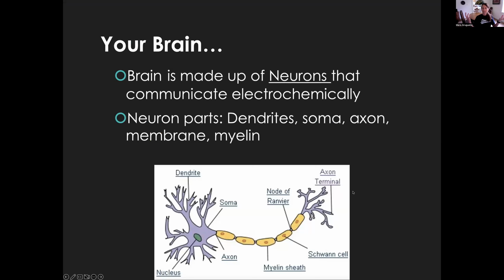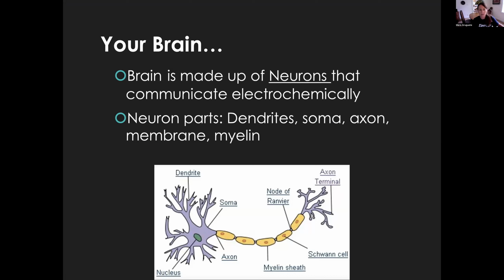What is your brain made up of? Well, it's made up of neurons, which is a type of cell similar to other body cells, but a little bit different. And these neurons communicate with one another, and they do so electrochemically. That means they're going to be using electricity, and they're also going to be using a chemical. That chemical is going to be called a neurotransmitter.